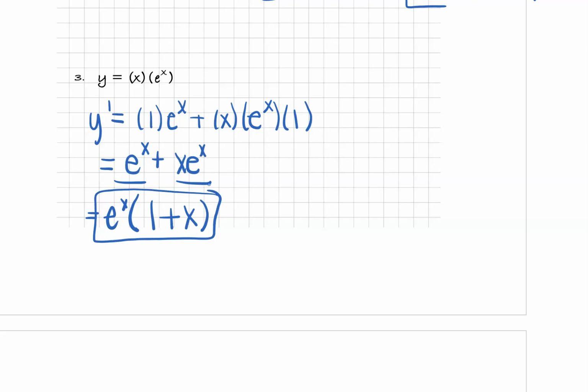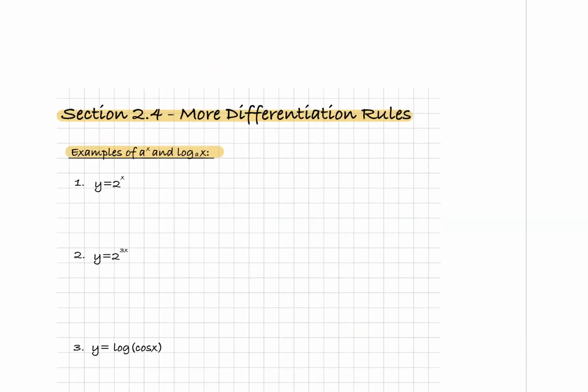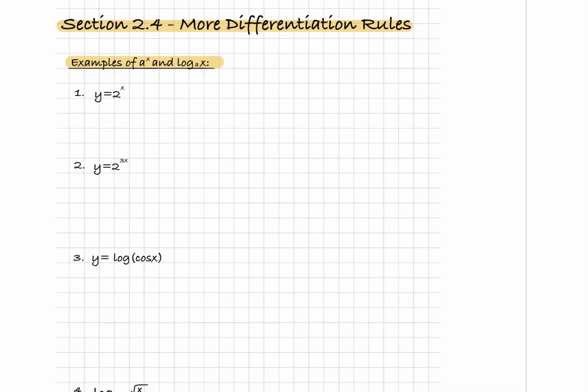A few more examples. We've done examples of the logs. We've done natural logs. We've done examples of your e. So let's move into, to end this thing, the examples of a to the x and log base a of x. So remember, it's very similar to what you're doing with e to the x, but now you're going to have to throw in that ln of base a.